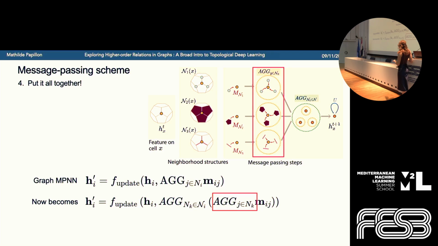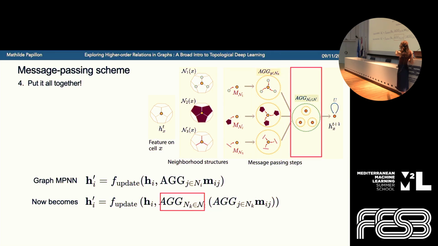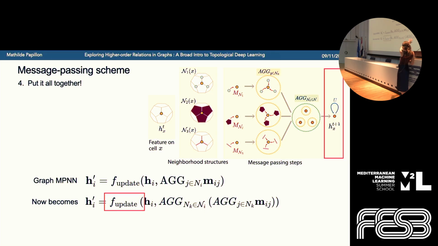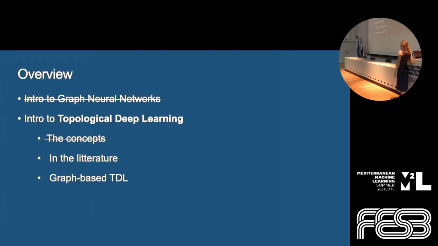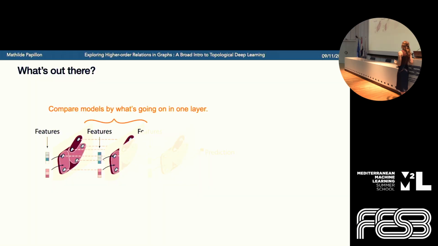I guess I should have done this earlier. You can see here how the equation breaks down into this figure step by step. What does this all look like in the literature? This is kind of dense and abstract, and I want to show you that there are so many different implementations of this and so many different uses. So we are going to compare models by what happens in one layer of message passing.